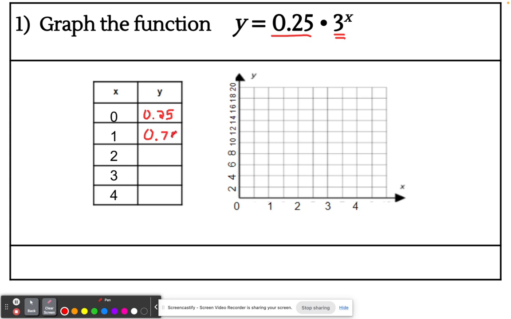3 to the second power is 9. 9 times 0.25 is going to be 2.25. Then again, you'll see I'm multiplying by 3 each time. So my next one would be 6.75, and then 6.75 times 3. I'm going to grab my calculator, make sure I don't make a math error on that. Is 20.25.